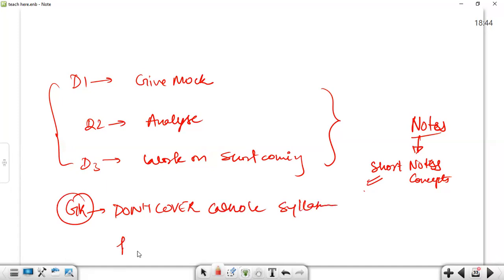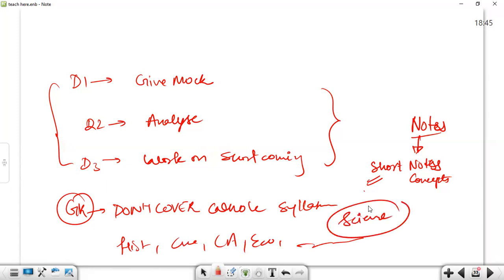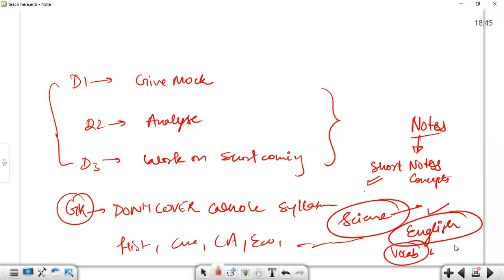There are subjects like history, geography, current affairs, economics, and a bunch of subjects. There's also science. If you are from a science background, the science is already based on 9th and 10th, so simply rely on science and make your English very strong. English is a very scoring part. Vocabulary is a very scoring part.